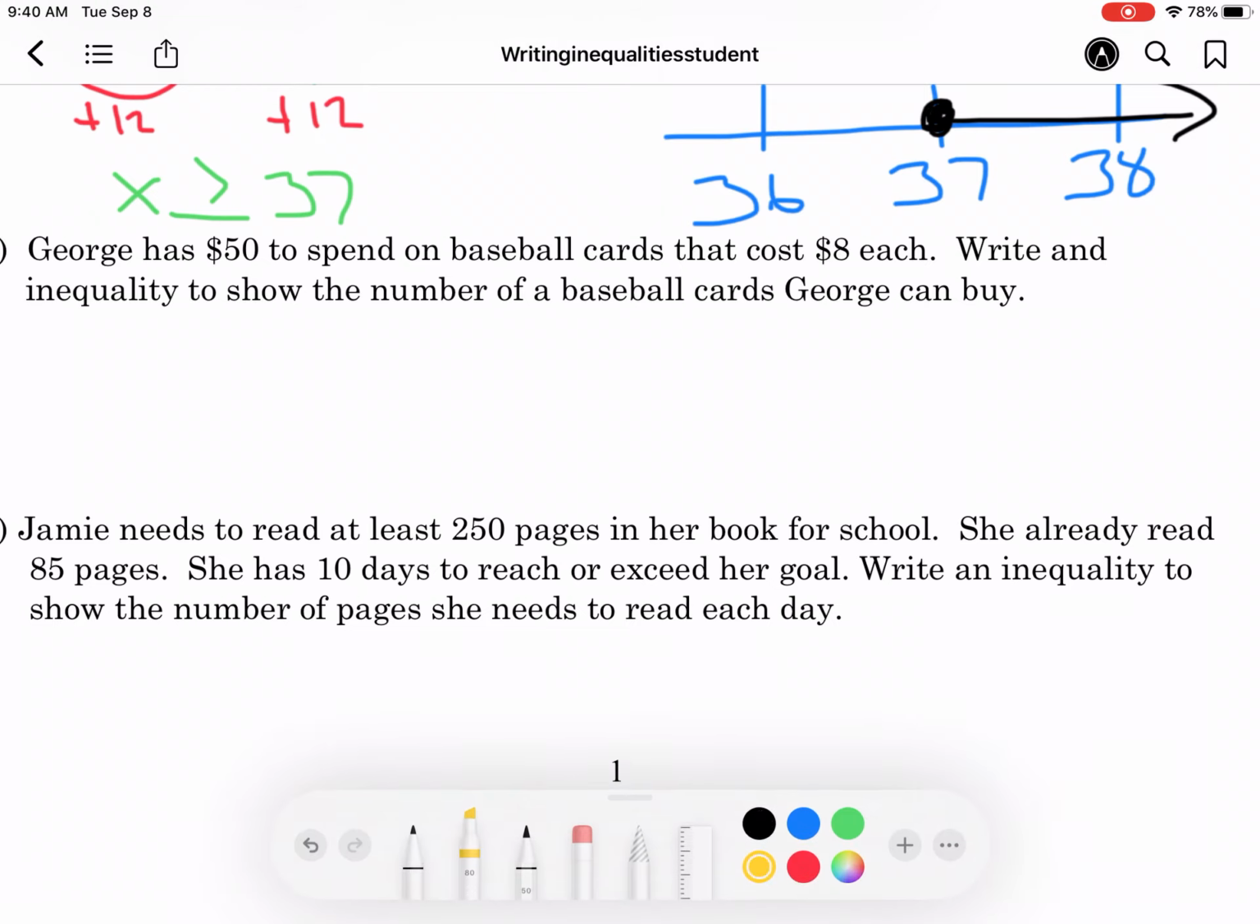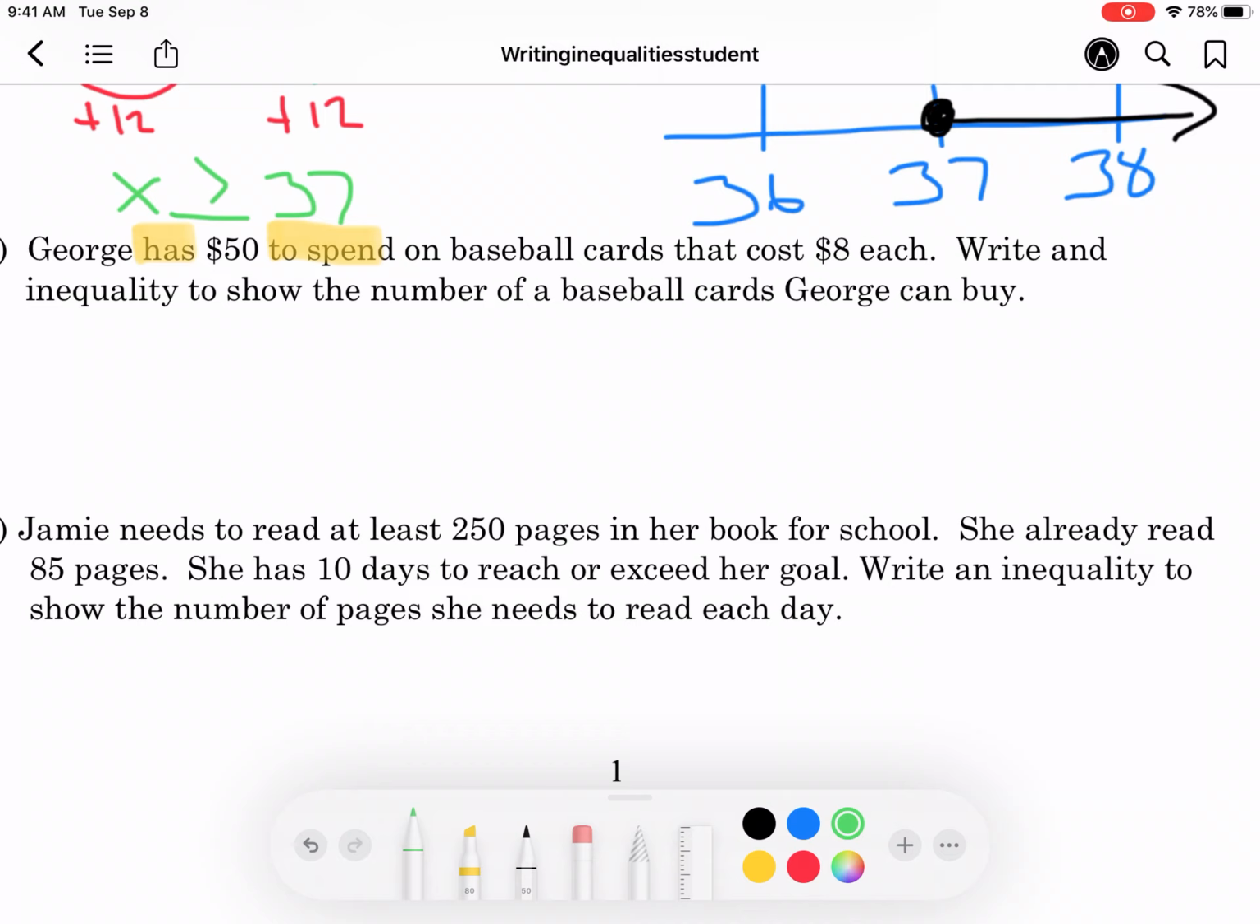So let's read the next one. George has $50 to spend on baseball cards that cost $8 each. Write an inequality to show the number of baseball cards George can buy. George has $50 to spend. Okay. To spend, he has $50. Can he spend more than 50? No, he cannot. All he has is 50.